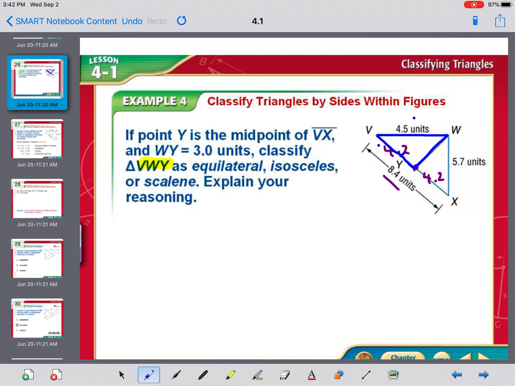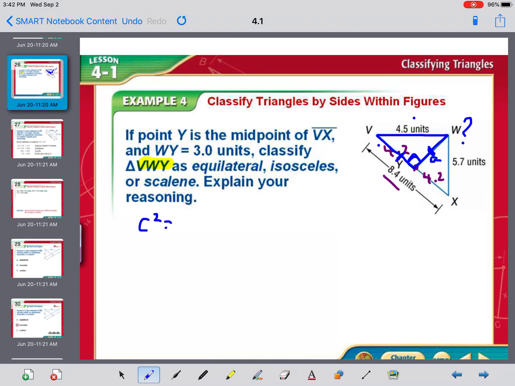Okay. It looks like this one and this one are definitely not congruent, because it's 4.2 and 4.5. The question is, is this congruent to this? How would you know? How could you know if those two are congruent? Well, since this is a right triangle, Pythagorean would have to work.